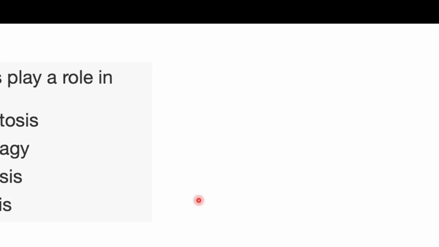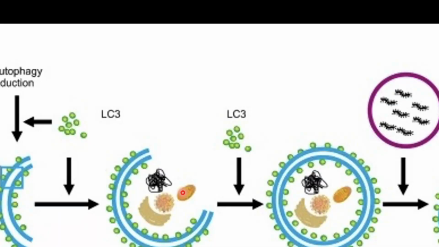Okay, let's not waste any more time. Let me reveal what is the correct answer to this question. Correct answer to this question is autophagy. Option B is correct. So Aishwarya was correct. Lysosomes play a major role in autophagy. Right? Now let us understand, where do lysosomes play a role in autophagy?